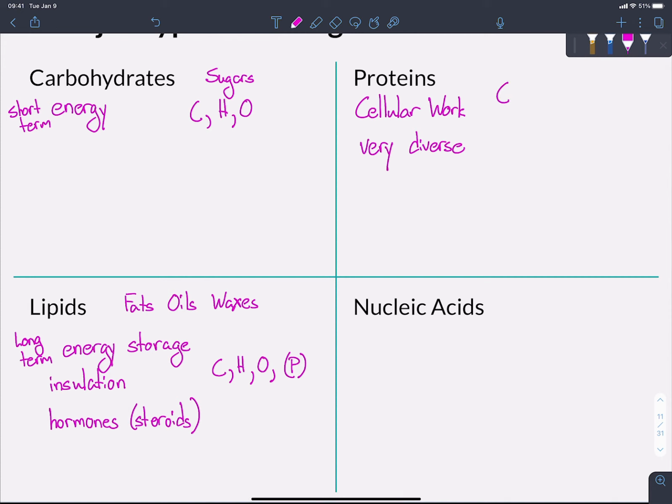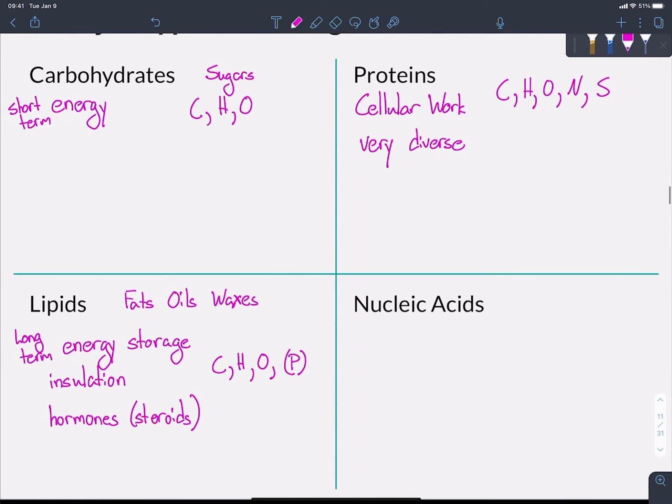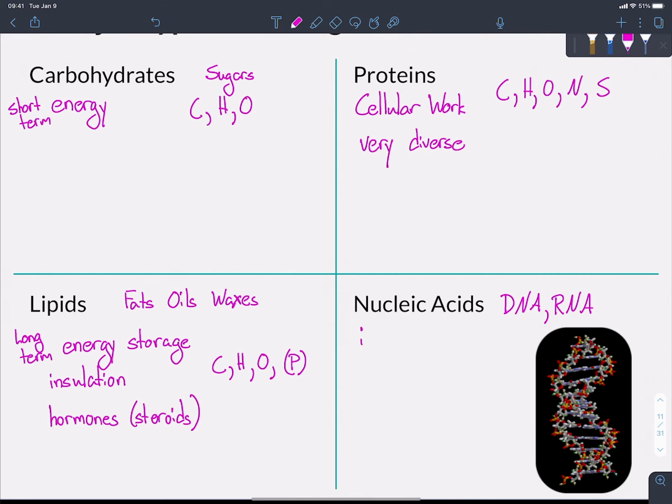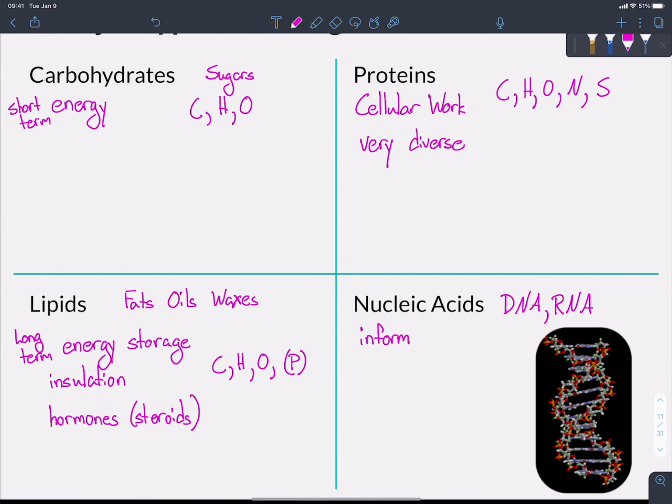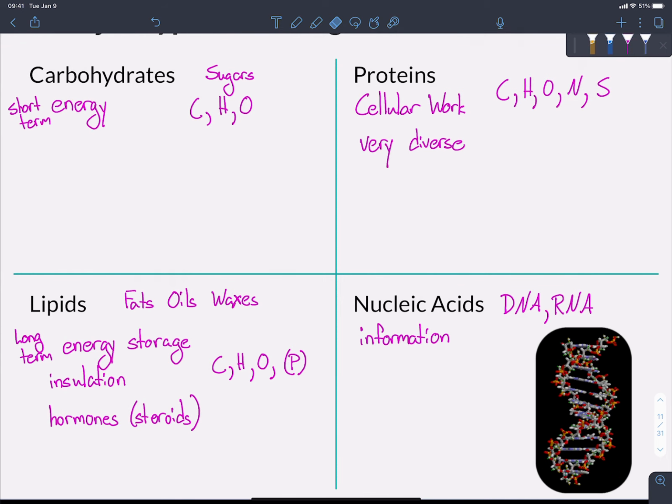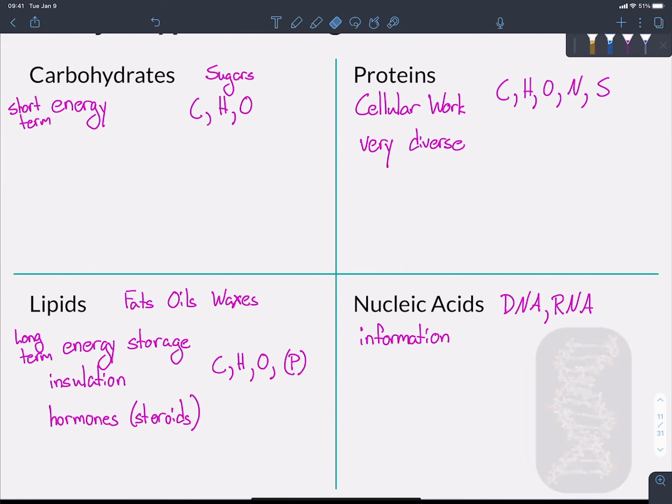But in terms of the elements that we find in proteins, every protein is made out of carbon, hydrogen, oxygen, and nitrogen, and then there is quite a bit of sulfur in some proteins as well. And then, of course, we have our nucleic acids. Our nucleic acids are things like our DNA and our RNA. Those are actually the only two nucleic acids we need to concern ourselves with. And these are functioning as information molecules. They contain information, specifically the information necessary to build proteins and when to build those proteins. And they can help in expressing that information as well.